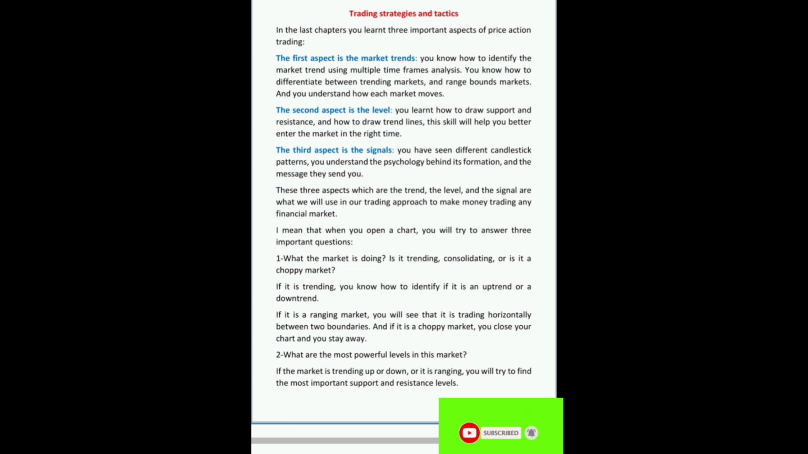These 3 aspects, which are the trend, the level, and the signal, are what we will use in our trading approach to make money trading any financial market. I mean that when you open a chart, you will try to answer 3 important questions. 1. What the market is doing. Is it trending, consolidating, or is it a choppy market? If it is trending, you know how to identify if it is an uptrend or a downtrend. If it is a ranging market, you will see that it is trading horizontally between 2 boundaries. And if it is a choppy market, you close your chart and you stay away.